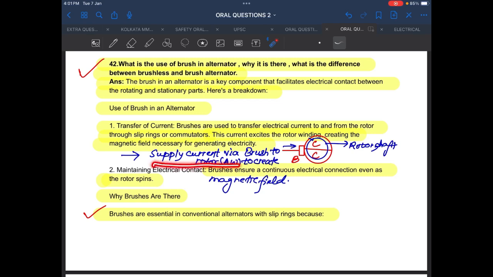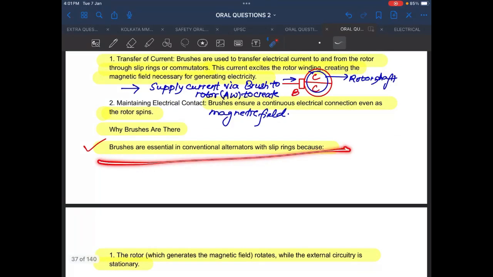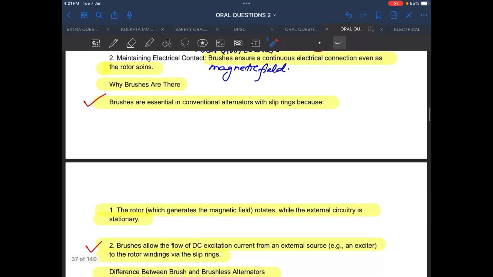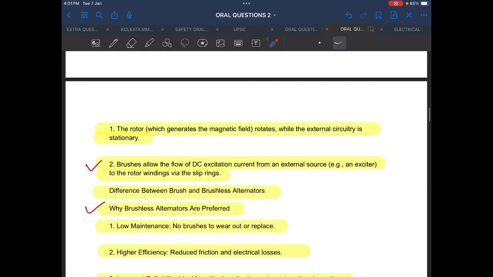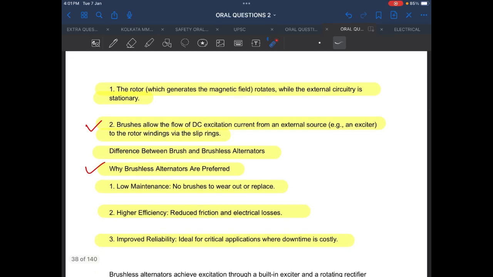Brushes are basically used to supply current to the rotor from the external source. With the help of brushes, we feed the current to the rotor circuit. So what is the difference between a brush and a brushless alternator? Brushes are generally used in alternators, and some days also we are using brushes. Brushes allow the flow of DC excitation current from the external source, because we need DC excitation in the alternator to produce a rotating magnetic field. That's why we provide DC excitation with the help of brushes.